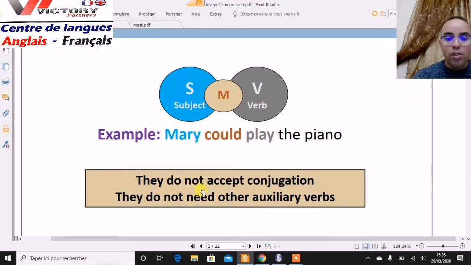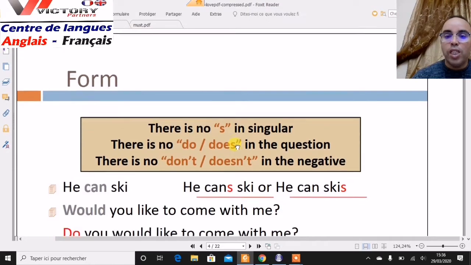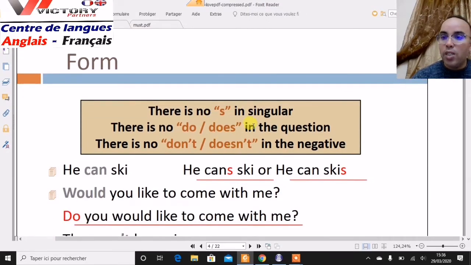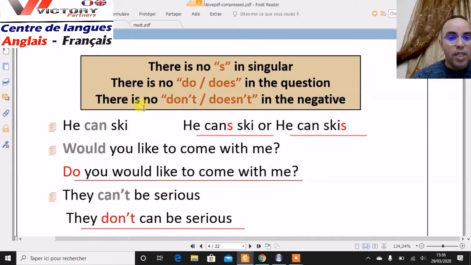Modal verbs do not accept conjugation. They do not need other auxiliary verbs. This is how they don't accept conjugation. There is no S in the singular. Example: he can ski. We can't say he cans ski or he can skis. So they don't accept S in the third person singular.